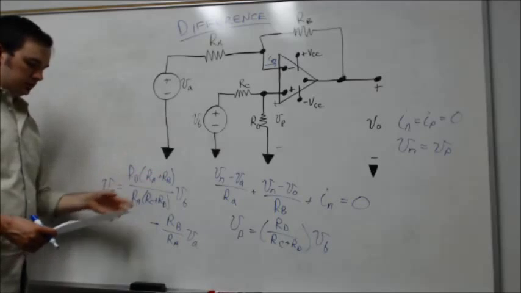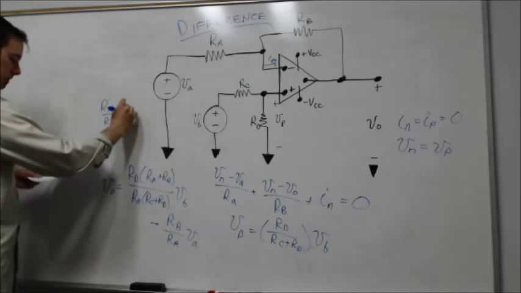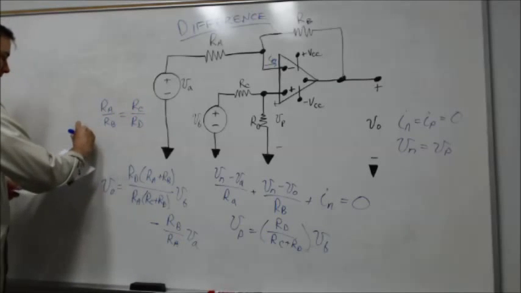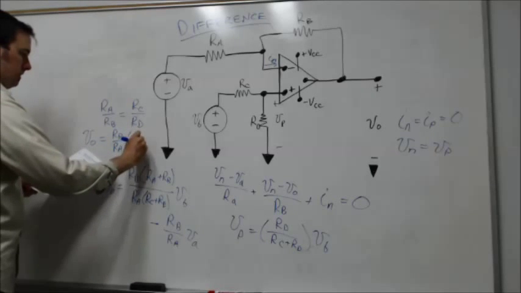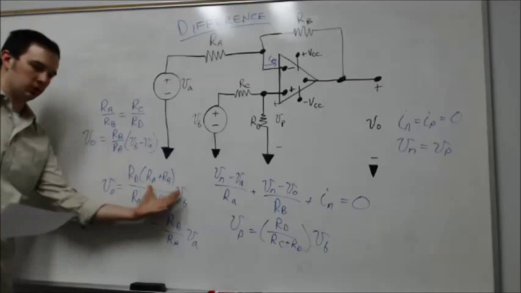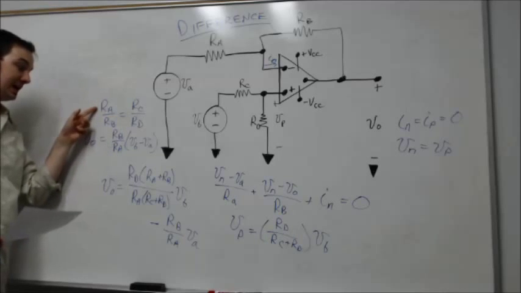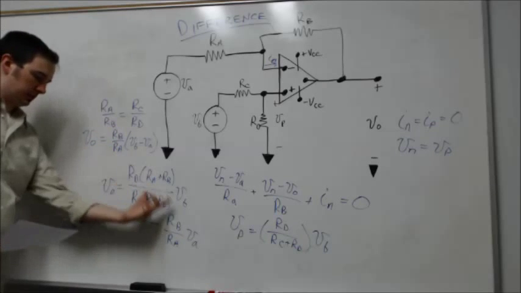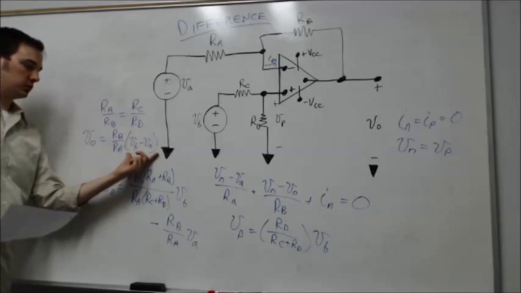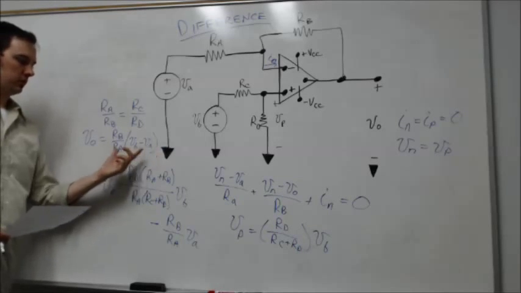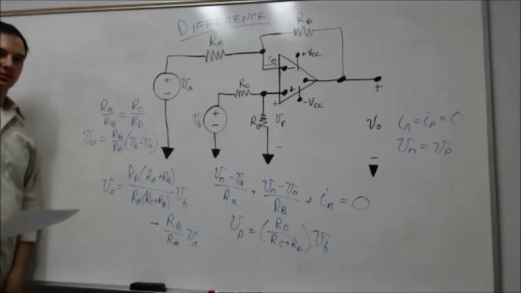Let's see. We could say that these two scaling factors could be equivalent if we have RA over RB equivalent to RC over RD, and in that case the output V naught would be simply RB over RA times VB minus VA. So if I take this more generalized expression and simplify it by making the ratio of RA over RB equivalent to RC over RD, then the output voltage is simply the single gain factor RB over RA times the difference between VB and VA. This is our more simplified expression under this specific condition, and the other equation is the more generalized expression if this condition does not necessarily hold true.